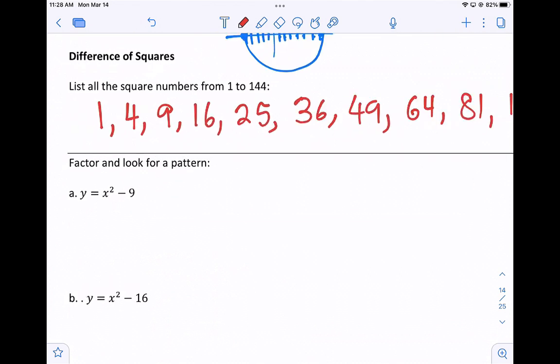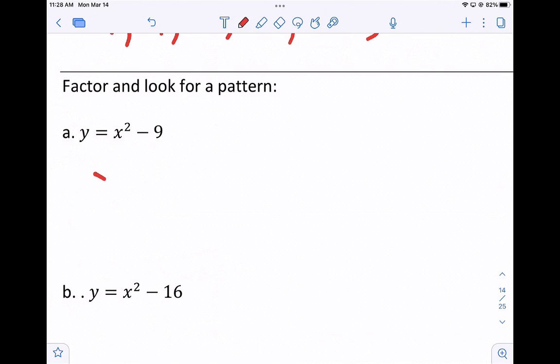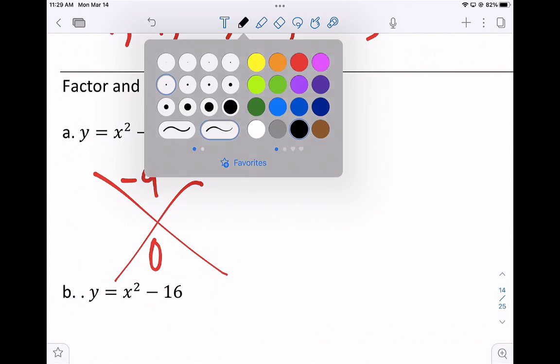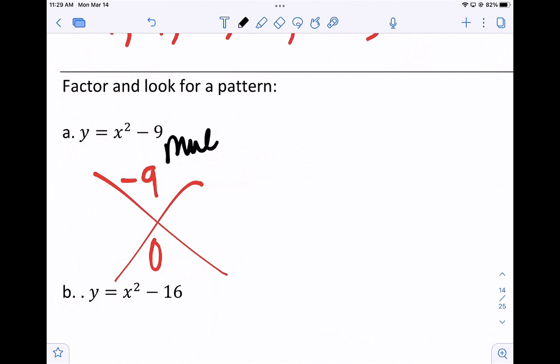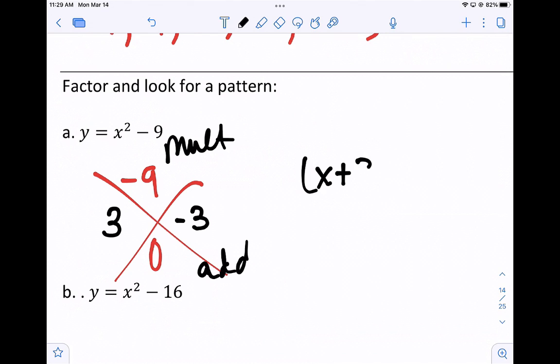So now we're going to factor and look for a pattern. We have x squared minus 9. Here the last number is the negative 9. The number next to the x goes on the bottom, and there's not a number next to the x, so it's 0. So we have two numbers that multiply to negative 9 that add to 0. That would be a 3 and a negative 3. So factored form looks like this: x plus 3, x minus 3.